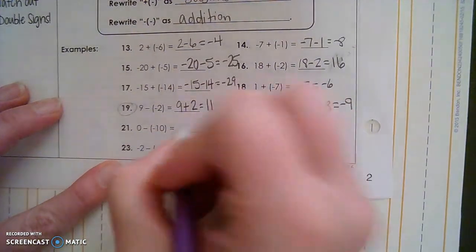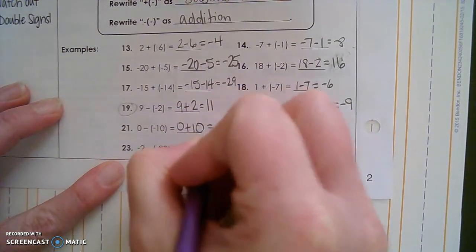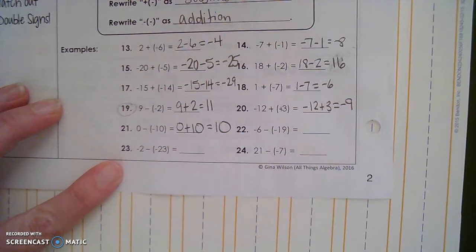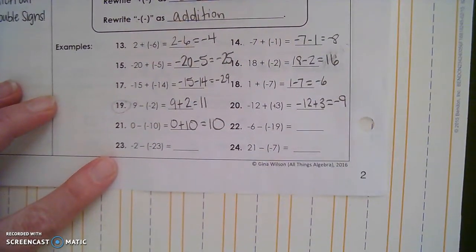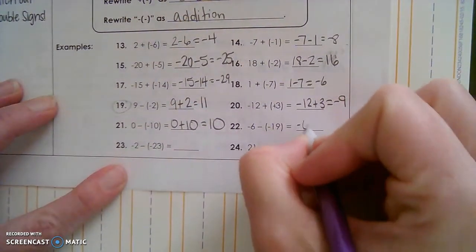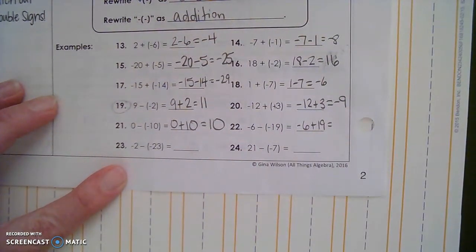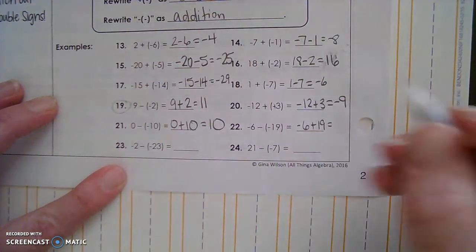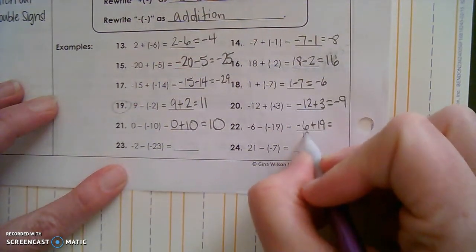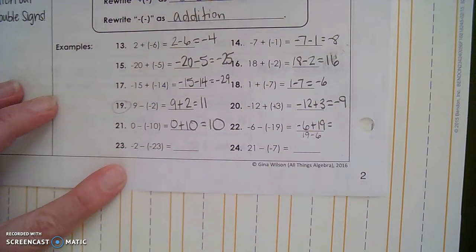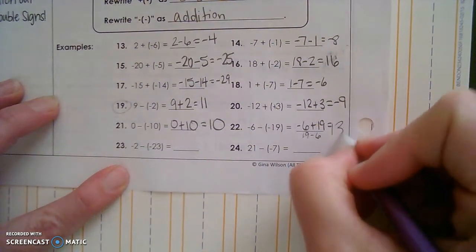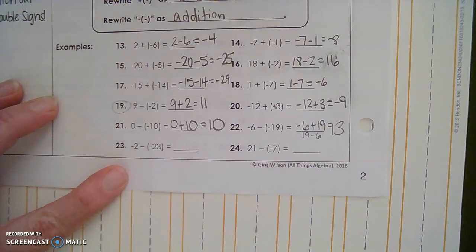0 minus -10 means 0 plus 10, which is just 10. -6 minus negative means plus 19. -6 plus 19. The other thing you can do is you can always switch these around also. That means 19 minus 6. So as long as the 6 stays negative and the 19 stays positive, you can flip those around if that's helpful. That should give us positive 13.